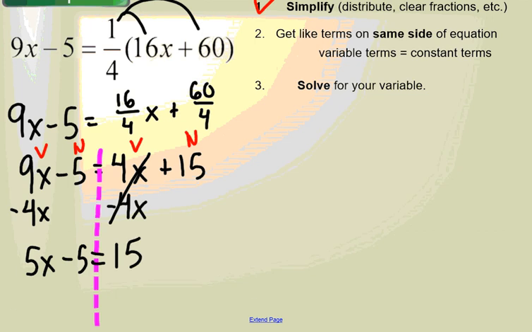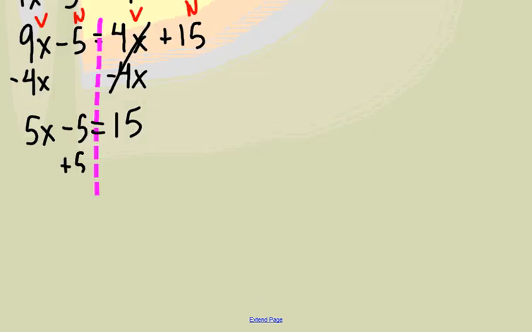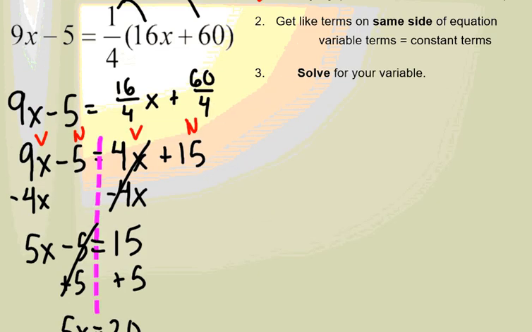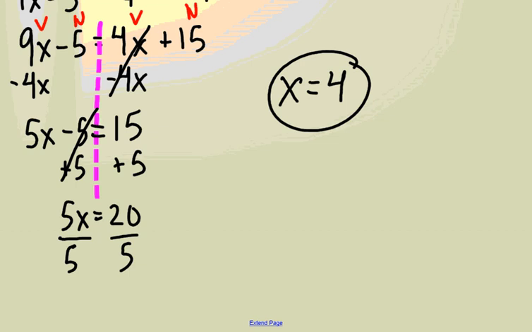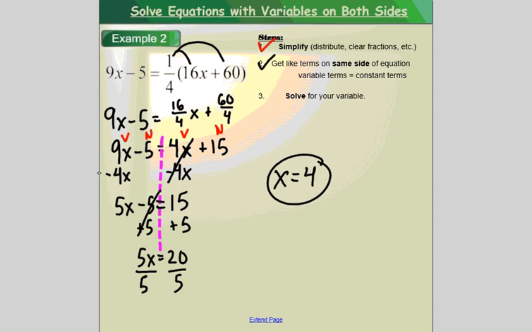15. Now I need all my numbers to the right, so I need to get rid of them on the left by adding 5. If I add 5 to the left, I need to add 5 to the right. I then get 5x equals 20, and now I have all my variables to one side and my number terms to one side, so I'm done with step 2. Last step is solve. Divide by 5, and I get then x equals 4. Simplify, same side, and solve.